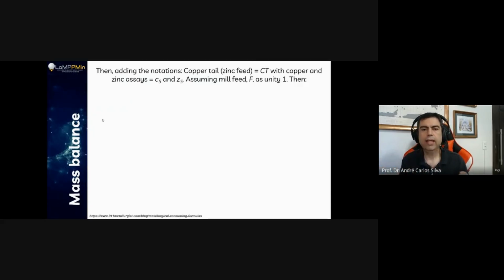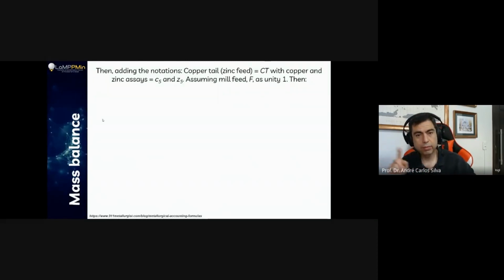Okay, and if I consider this, I can treat this copper tail as another flow. And that's why you have 4 figures at the beginning, and now I have a fifth one. I have a fifth assay, chemical assay, and it's going to be the copper tailings. Okay, and again, the copper tailings is exactly the zinc feed.